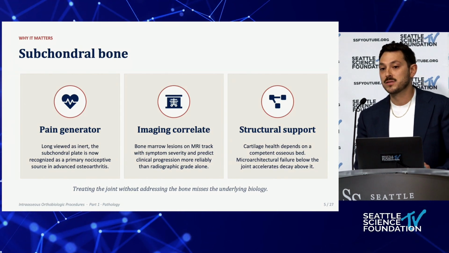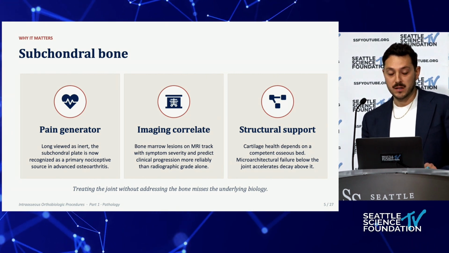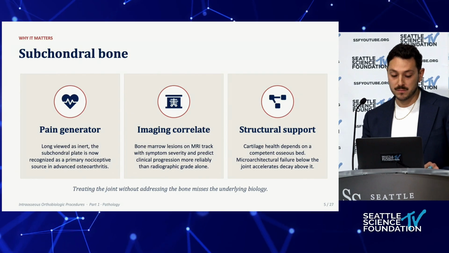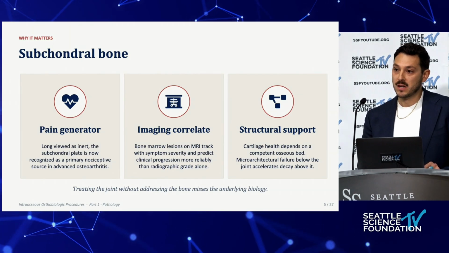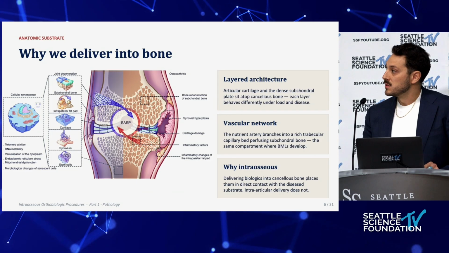So if the bone is not functioning well, the cartilage above it is also not going to function well, and you'll see an acceleration of joint decay. So you want to treat the underlying bone, because if you don't treat the underlying bone, you're missing the actual pathology of the disease.